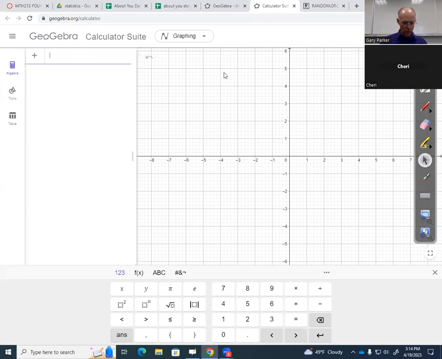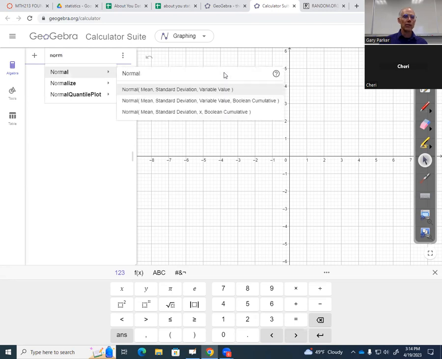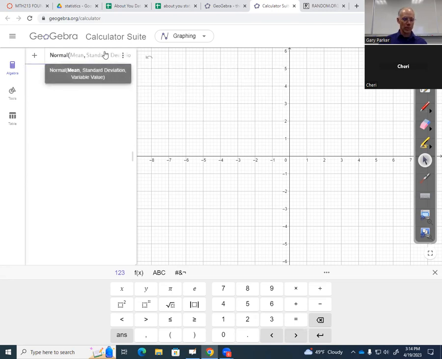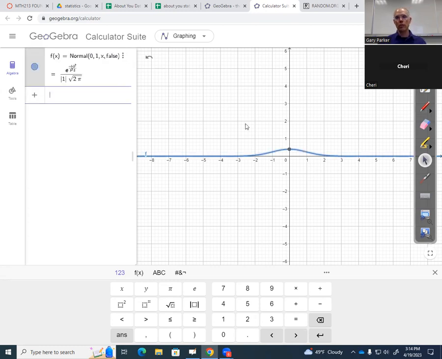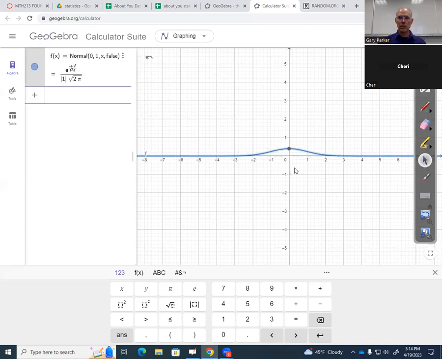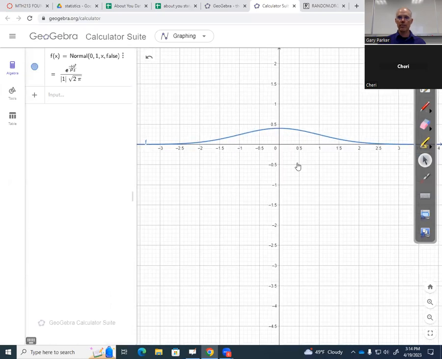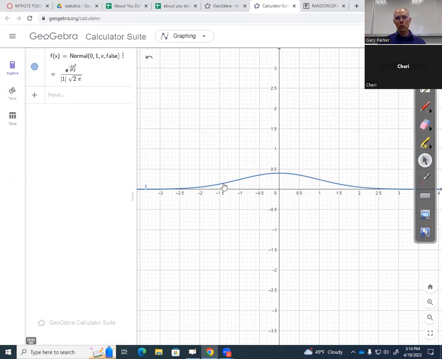I'm just going to tell GeoGebra the graph normal for me. And I'm going to say let the mean be 0, so 0 will be the center. Let the spread be 1. Use x for my variable. And then the false will tell it to draw the regular curve. And I'm just going to zoom in on this a little bit. So it looks relatively flat. And again, I could zoom in and change the scales and it could look very different.